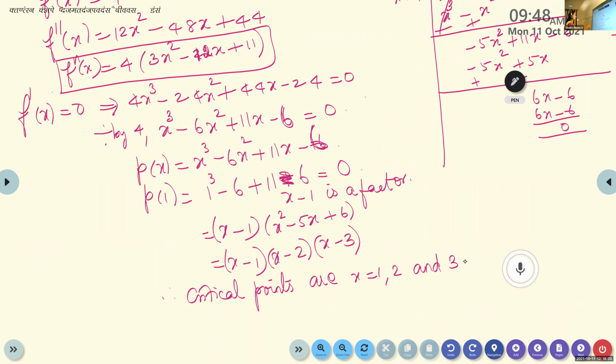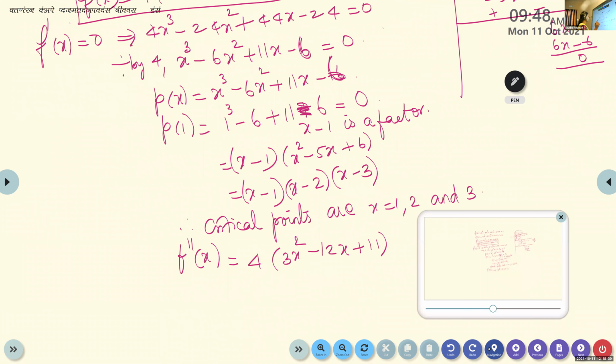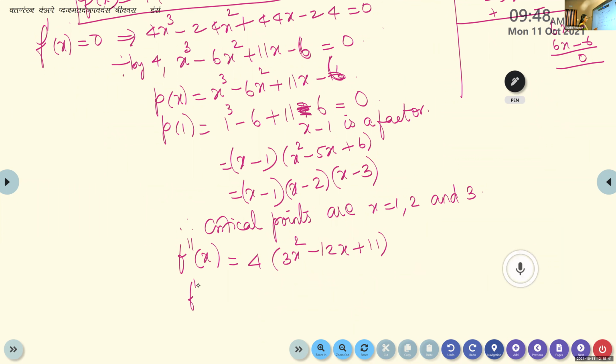Now, when x is equal to 1, you look at the sign of f double dash of x. f double dash of x is 4 into 3x square minus 12x plus 11. So when x is 1, find out what the sign is. We don't want the value, only the sign you have to consider. So what is f double dash of 1? Is it positive or negative?